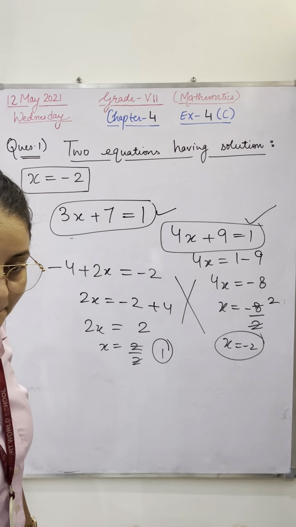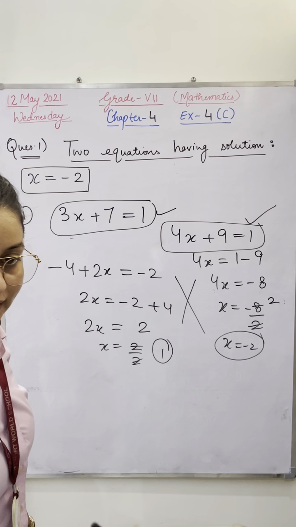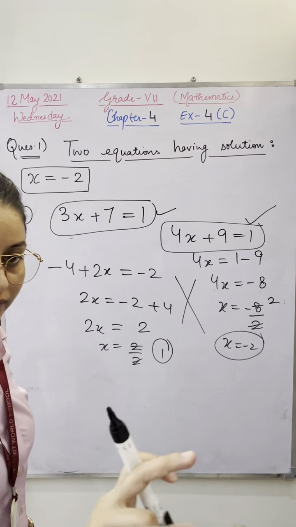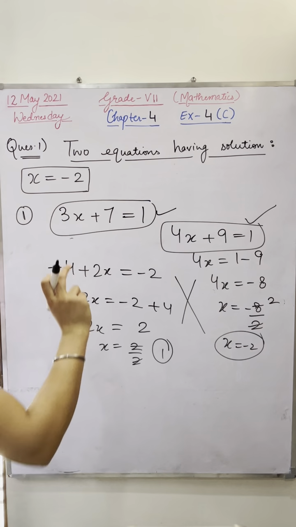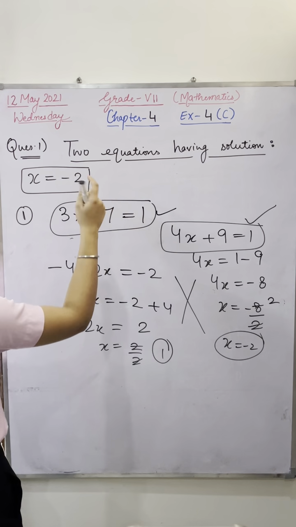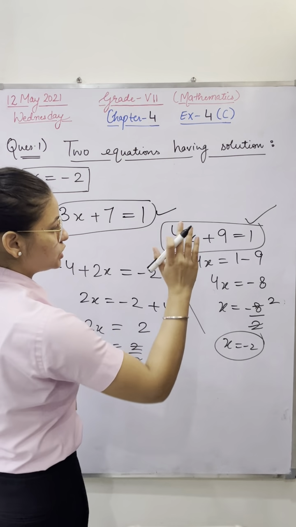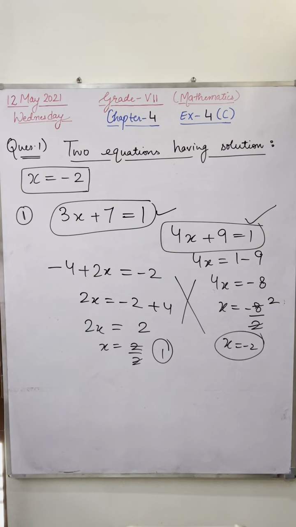Are you getting it? Rishika, it's incomplete. The equation that you have made, it's incomplete. Okay? So in this first question, you have to make any two equations so that the answer will be x is equal to minus 2. This is the equation which I have made. This is the equation one student has made. I am writing one more equation.